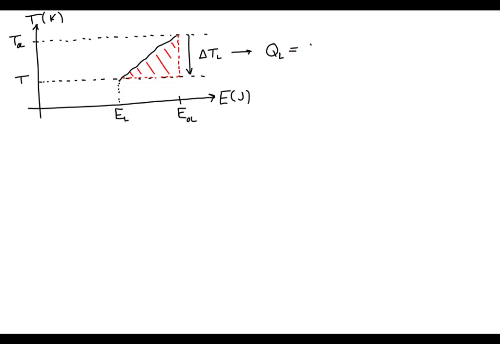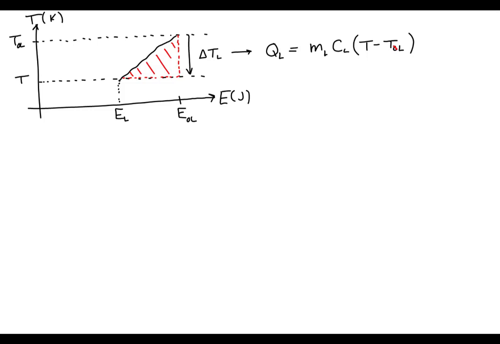Let's call it ML for the mass of the lead times the specific heat of the lead times the temperature change: final temperature minus the initial temperature of the lead. We'll assume that the lead doesn't experience a phase change.